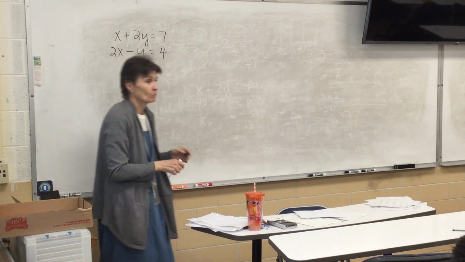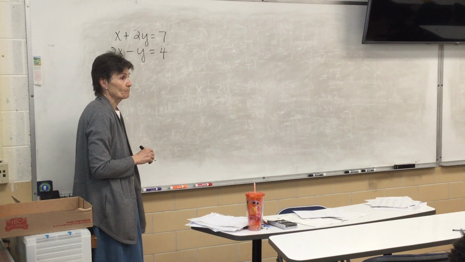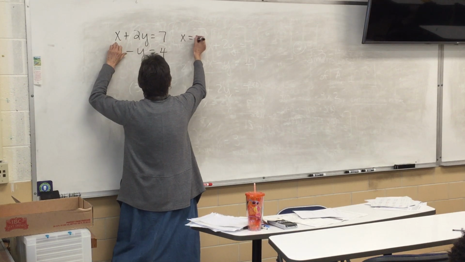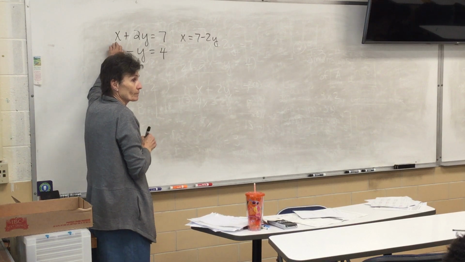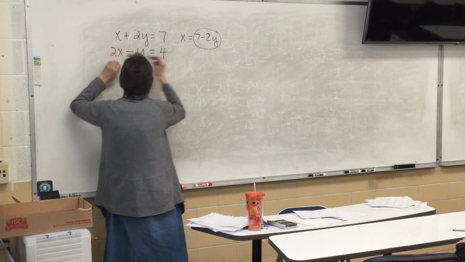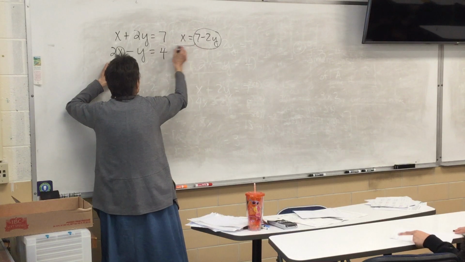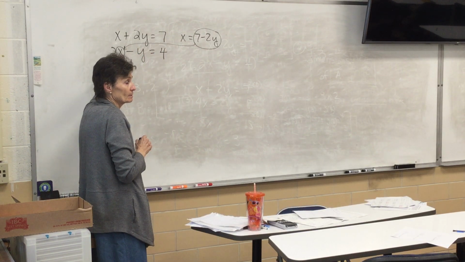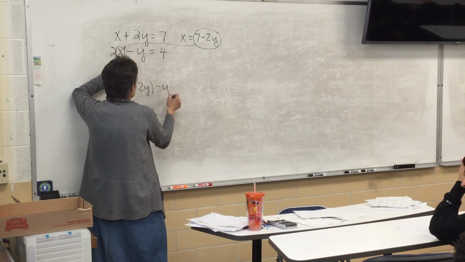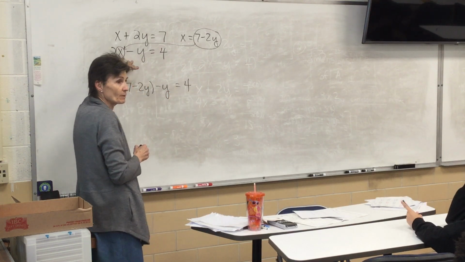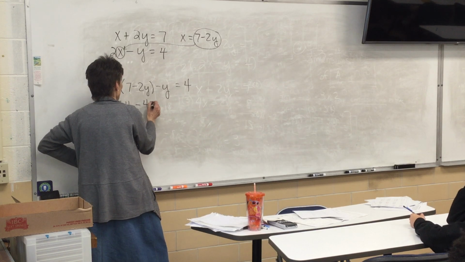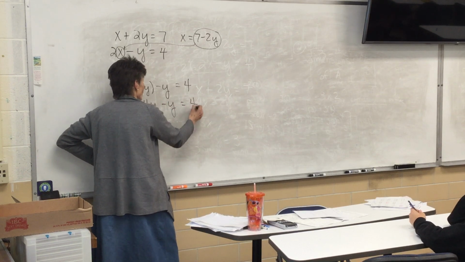What does substitution mean? What do I need to do if I'm going to substitute? I got to get one letter by itself. So here I might say x equals 7 minus 2y. And then I take the 7 minus 2y and I plug it in for this x right here. So I'll have 2 times 7 minus 2y minus y equals 4. Is everybody okay with that? Yep.